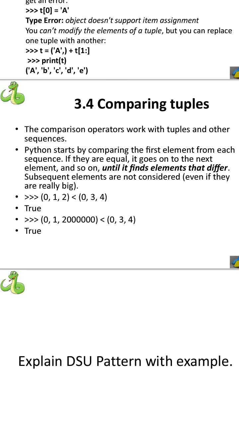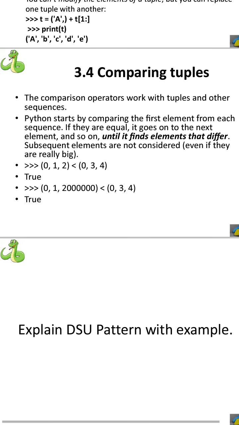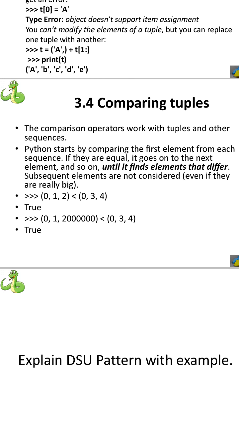Subsequent elements are not considered if they are really big. What it means? If you see our example below, the first tuple has three elements with values 0, 1, 2, and our second tuple has three elements with values 0, 3, 4. Here I am saying that the first tuple is less than the second tuple. 0 is less than 0, that is okay. 1 is less than 3, yes. 2 is less than 4, yes. Hence, if you observe, the first tuple is less than the second tuple, hence it is returning true.